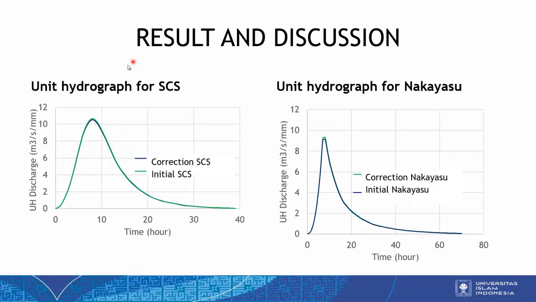This one, the unit hydrograph for the SCS method and the unit hydrograph for the Nakayasu method. We can see that the peak of the unit hydrograph for SCS method is higher than the unit hydrograph for the Nakayasu method.